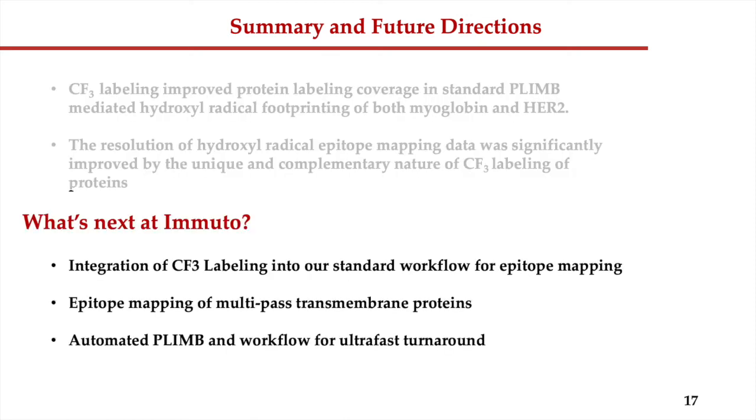So what's next at Immuto? At Immuto, we're now trying to integrate the CF3 labeling into our standard workflow for epitope mapping. It gives us more information, and we're going to continue to try to label more difficult proteins like multi-pass transmembrane and integral membrane proteins. Lastly, we're continuing to work on our automation so that we can do this for high throughput screening and have a fast turnaround for any clients.